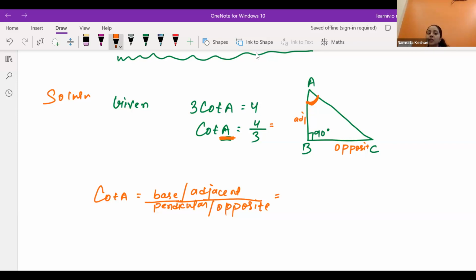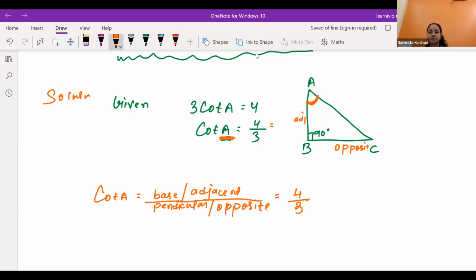Now here it's given that cot A is 4 by 3. So can we say that adjacent side is 4 and opposite side is 3, or maybe base is 4 and perpendicular is 3? Can we say that? Yes, we can say, but like this, is it allowed to separate the ratio?